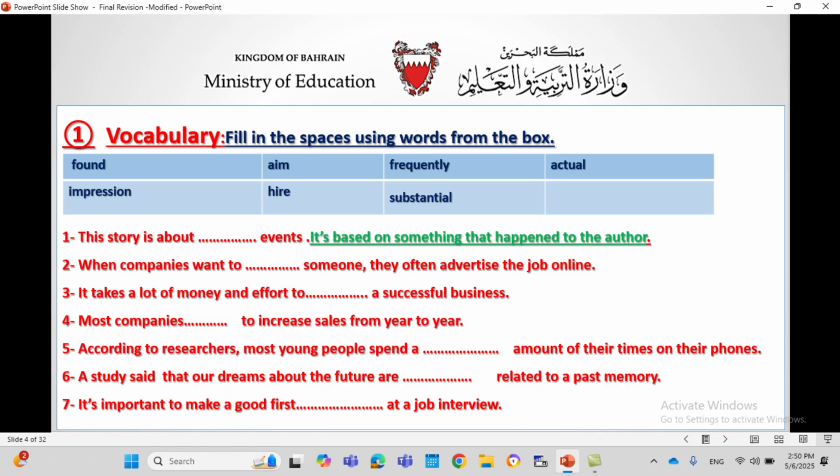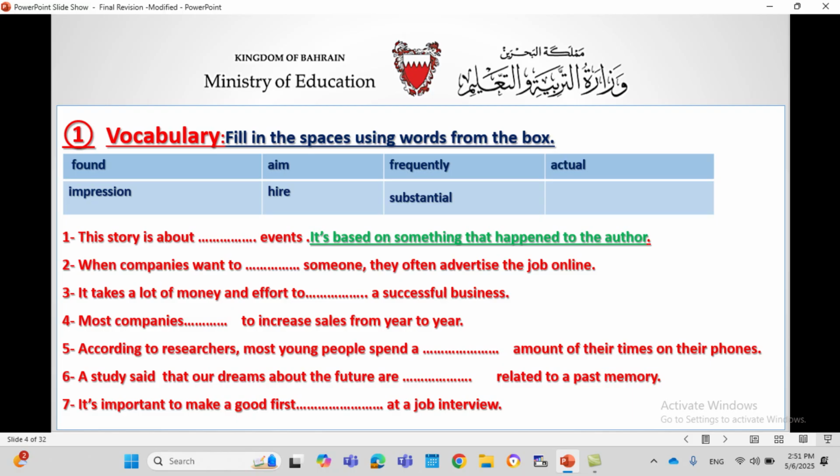The second word is frequently, and frequently is an adverb which means often. The third is actual, and actual is an adjective that means real. The fourth is impression, and it means an idea or opinion of what somebody or something is like. And as they say, first impressions last.